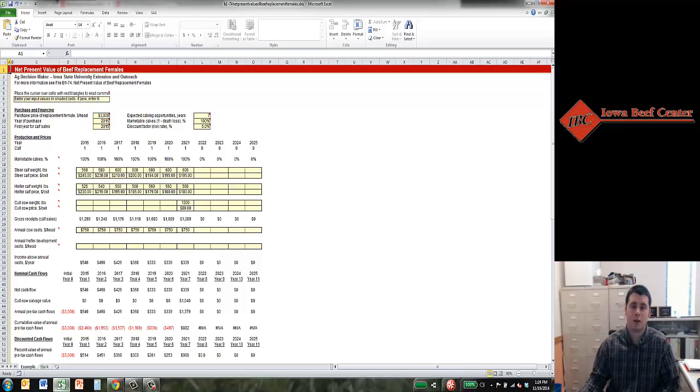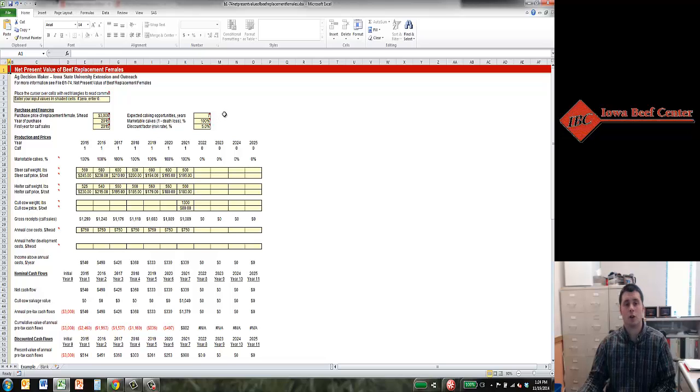Once you have the spreadsheet brought up, note that the yellow cells are user-inputted cells, so this will be specific to your individual operation and your individual decision. The first input is the purchase price of the replacement female. I'm going to use a $3,000 purchase price, and I'm going to assume we purchase this female in 2015, with the first year of calf sales in 2015.